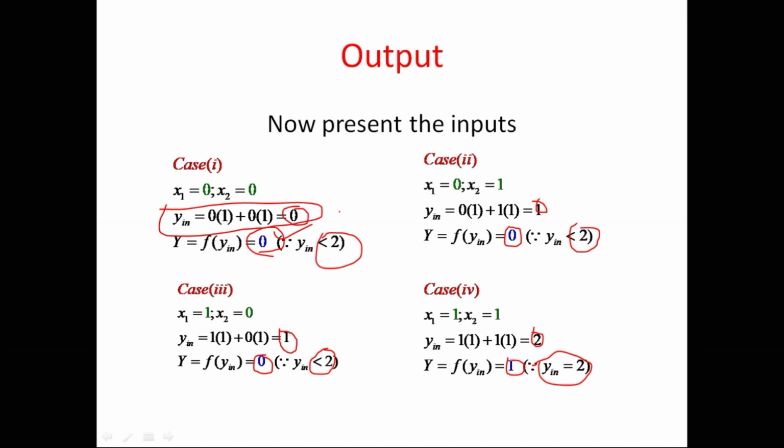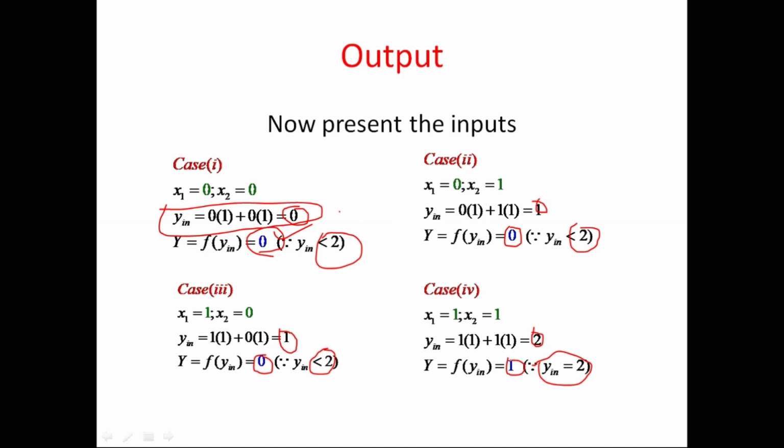So your job is to provide the weights and the activation function to get the proper output as per the truth table. That's what we have to do. So it is a very simple neural network. This is the McCulloch-Pitts model. Very simple thing.